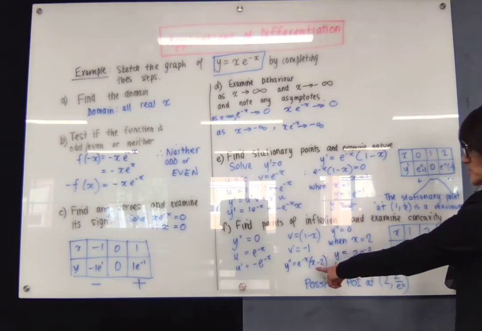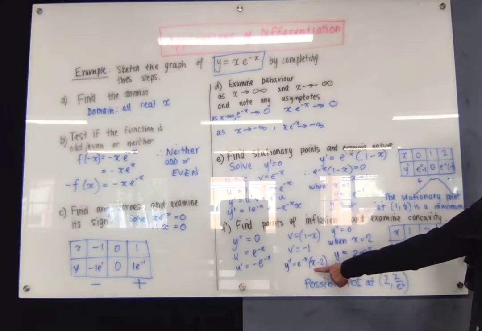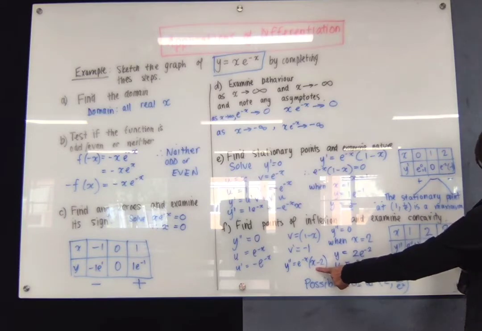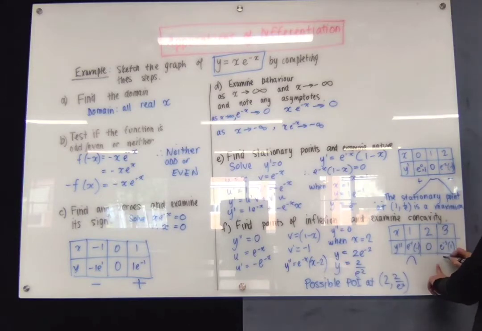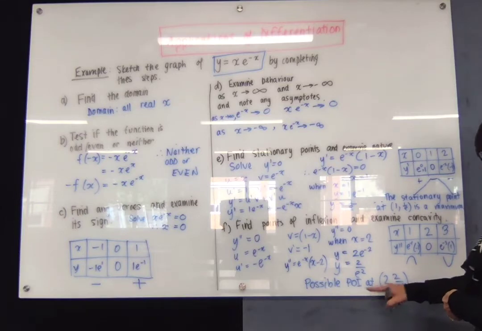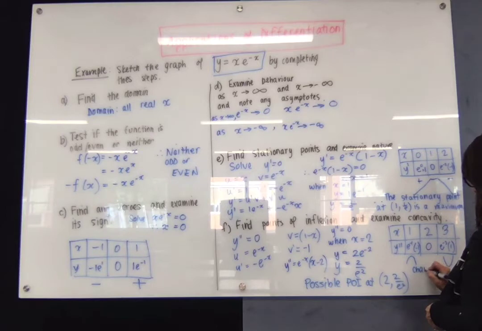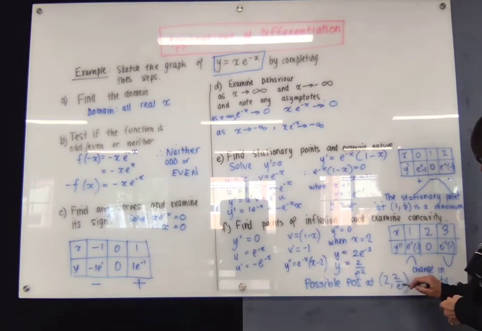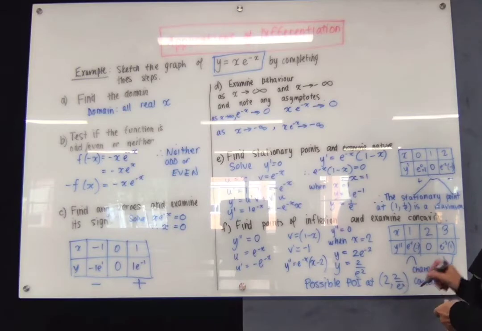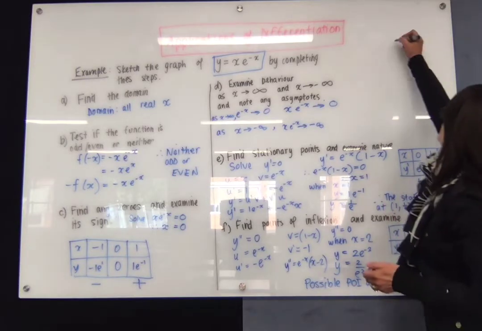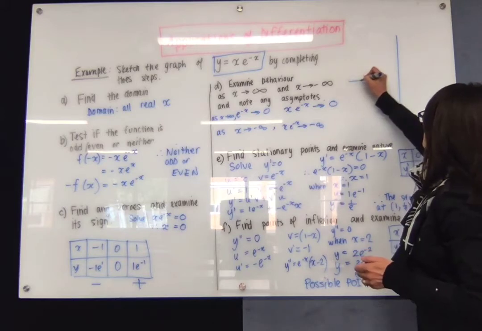When we substitute x equals 3 in here, remember this at 2 gives us a result of 0, we end up with e to the negative 3 times 3 minus 2, which is 1. And that's going to give us a positive result. So there is a change in concavity, hence there is a point of inflection. So that's verified that the point of inflection is at (2, 2/e²). Now let's put all that information together and see if we can come up with a sketch.